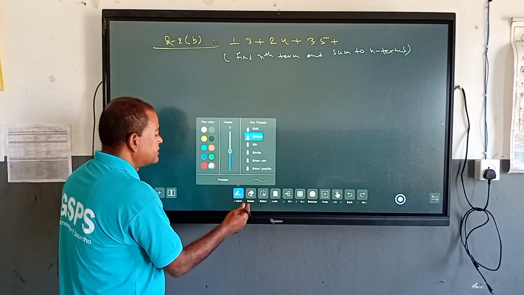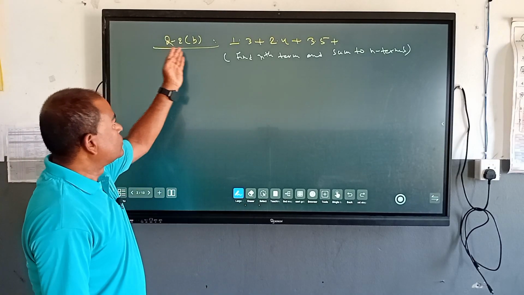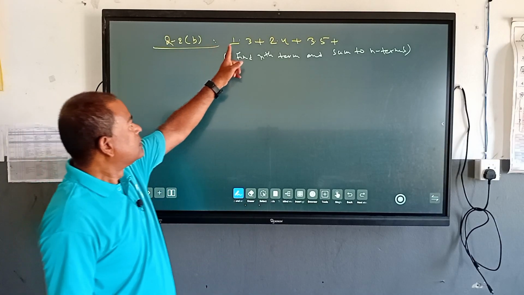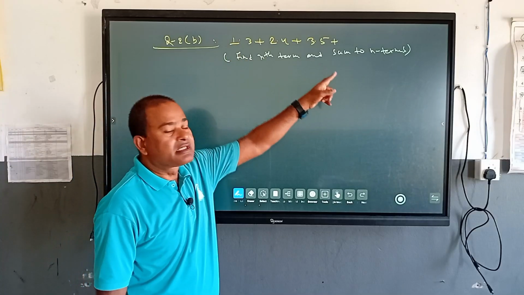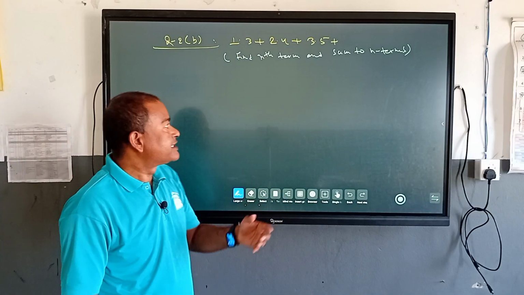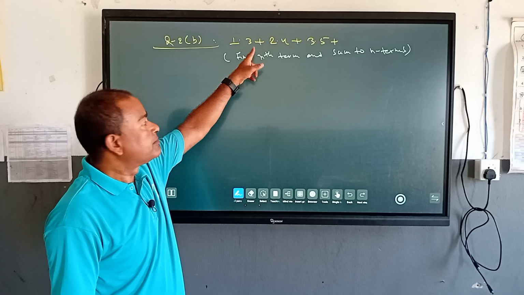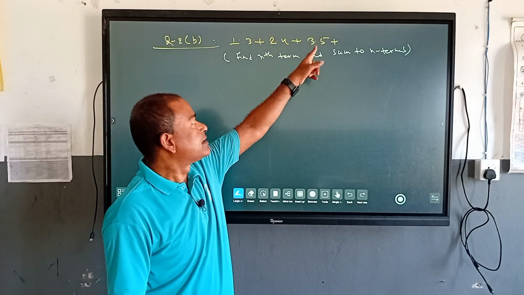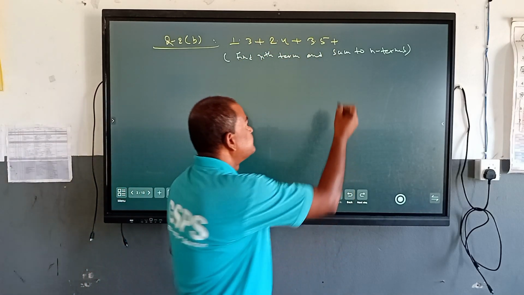Dear students, the question is: find the nth term and sum to n terms of the given series 1 times 3 plus 2 times 4 plus 3 times 5 plus dot dot dot.